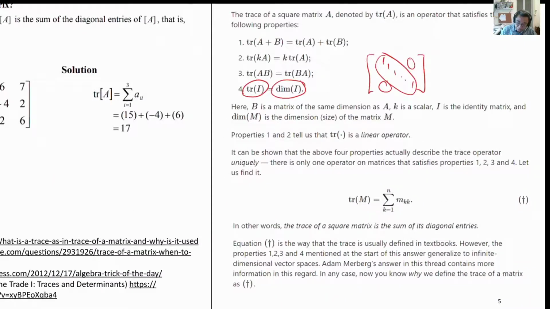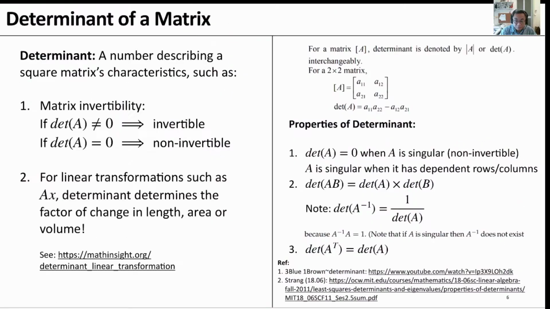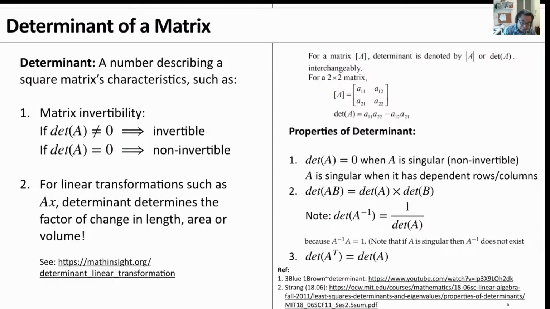We will not go into a theoretical discussion of these trace properties as well as why the trace operator is defined this way. But interestingly, using these four properties, there's only one way we can act on the matrix. That is, the sum of the diagonals is the only operator that satisfies all these four properties. In this next slide, we discuss determinant of a matrix.